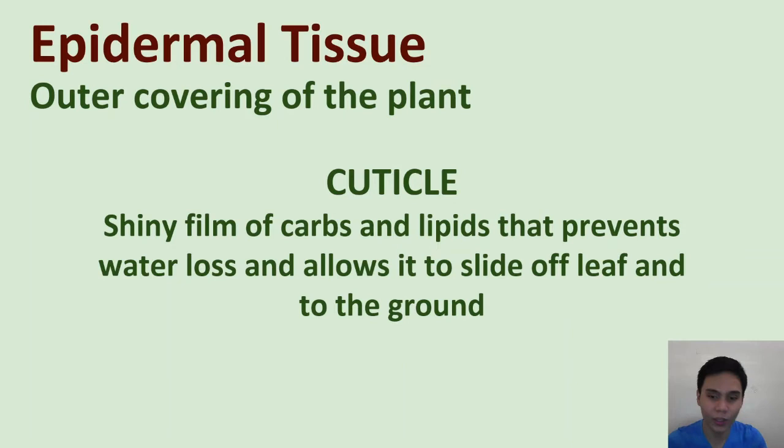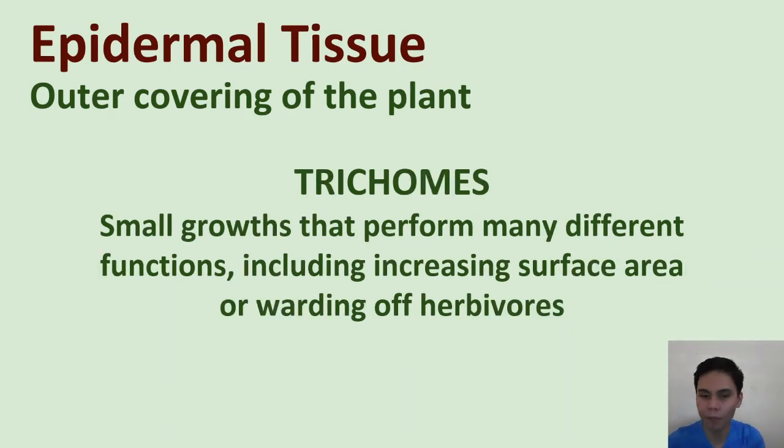So the cuticle is basically the shiny part of the leaf, usually on the top. Trichomes, on the other hand, are very, very small microscopic growths that perform many different functions. If you have a plant that seems kind of rough around the edges of the stem or the leaf, this is usually because of trichomes. So they have different functions depending on their shape.